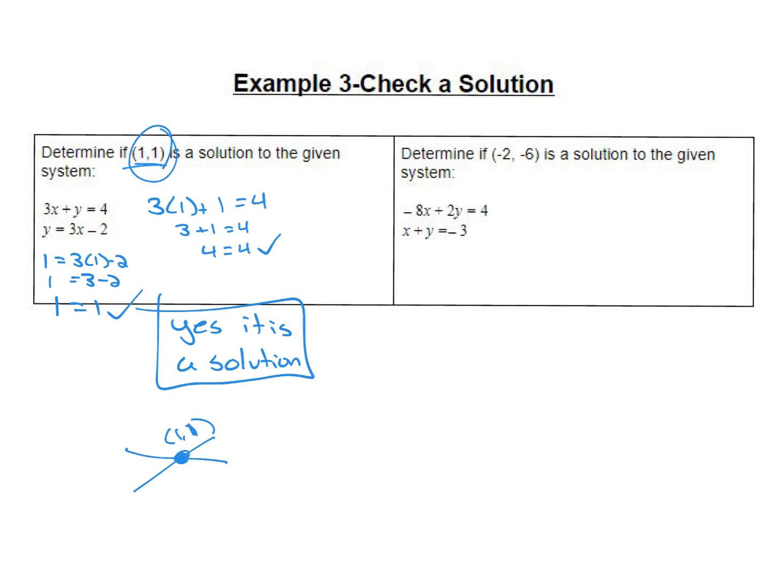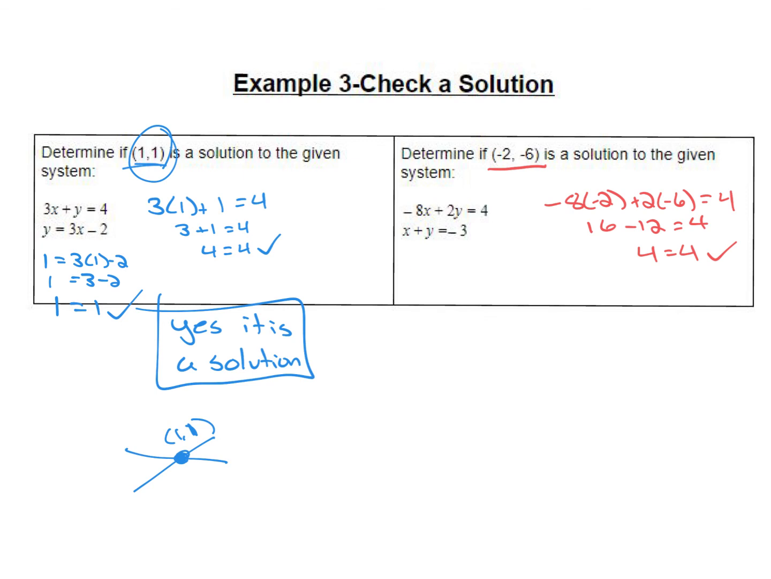So the same thing is going to apply if we're trying to test out (-2, 6). Now, a little bit harder to do, but let's just do that first one. Negative 8 times negative 2 plus 2 times 6, and that's going to equal 4. So take your time to check these out, or if you're just using your calculator, that's going to be 16 minus 12. Does 4 equal 4? So that one's good.